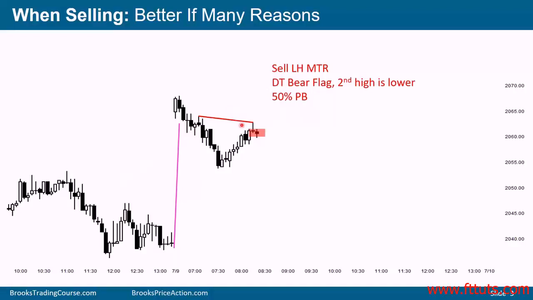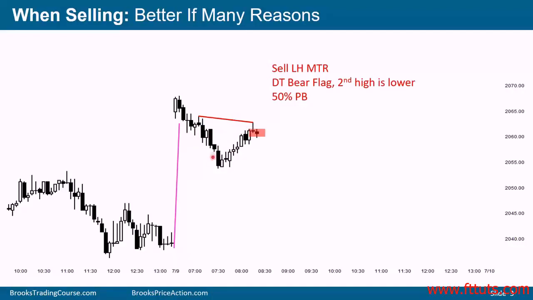For the bears, they can take this sell, but the probability is not yet particularly high because this channel is tight. For the bears, they see this as a double top with either this high or the top of this sell climax. Very often when you get a sell climax like this and you get a reversal, the market tries to get a little bit above the top of the sell climax.